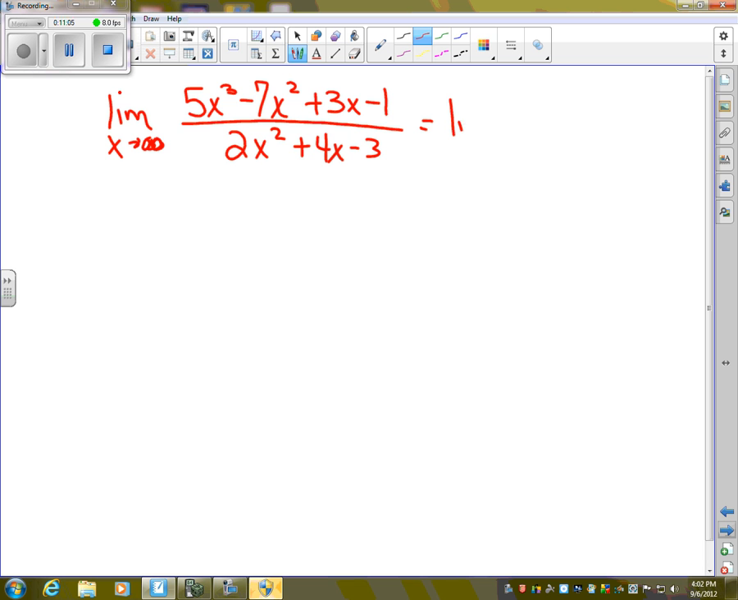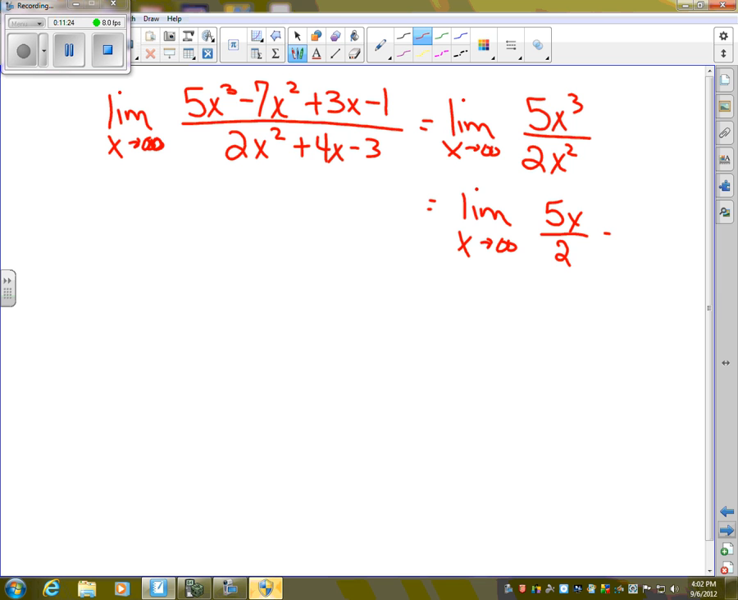It just doesn't really affect your life much. So what we're going to do is just look at the highest powers then. 5x cubed over 2x squared. Well, we could simplify that, and we would have 5x over 2. But now if we put infinity in here, we get 5 times infinity, that's big. That's going towards infinity, divided by 2. But monstrously big numbers divided by 2 are still monstrously big. So that's still going towards infinity. So in that case, the answer would be infinity.